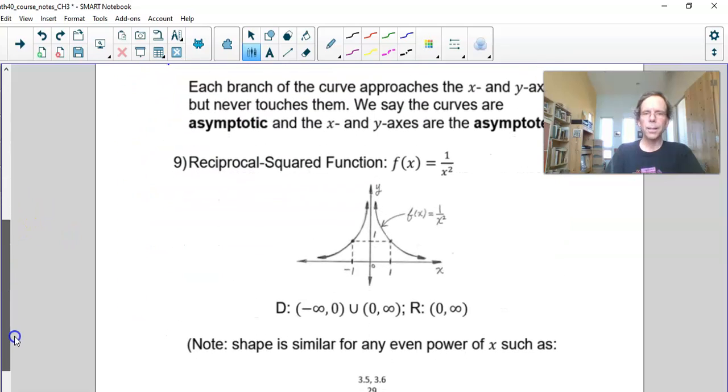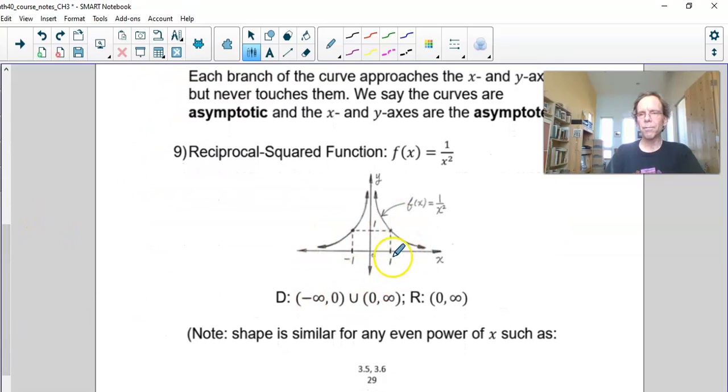All right. Another one that you could do a table of values for is 1 over x squared. It's very similar to 1 over x, except when you square the denominator, it'll never be negative. And so the left branch, instead of being like we had before, this kind of shape like that, it flips up to the top. So it's not exactly like the shape of 1 over x, but it's similar.